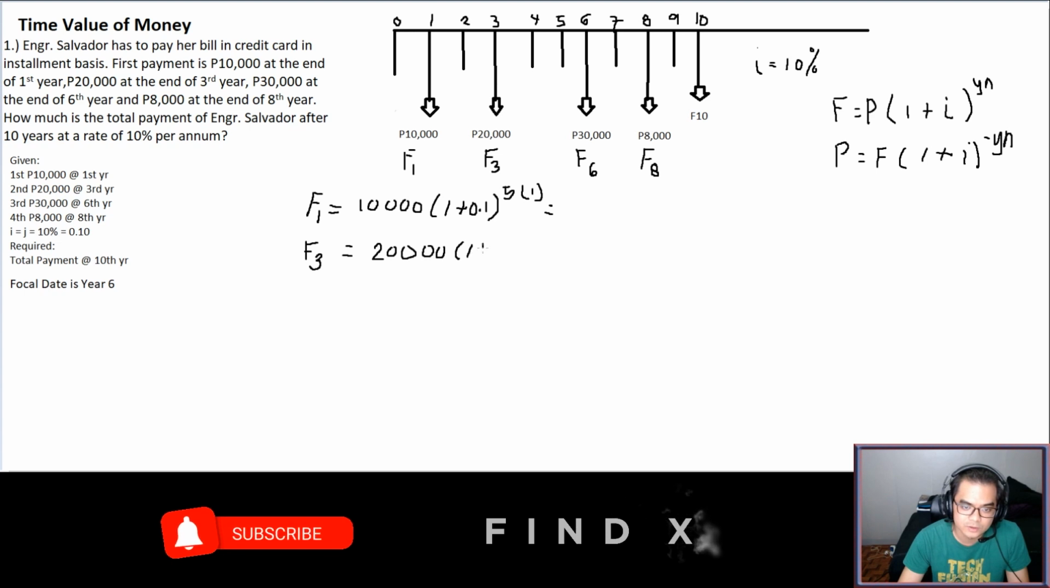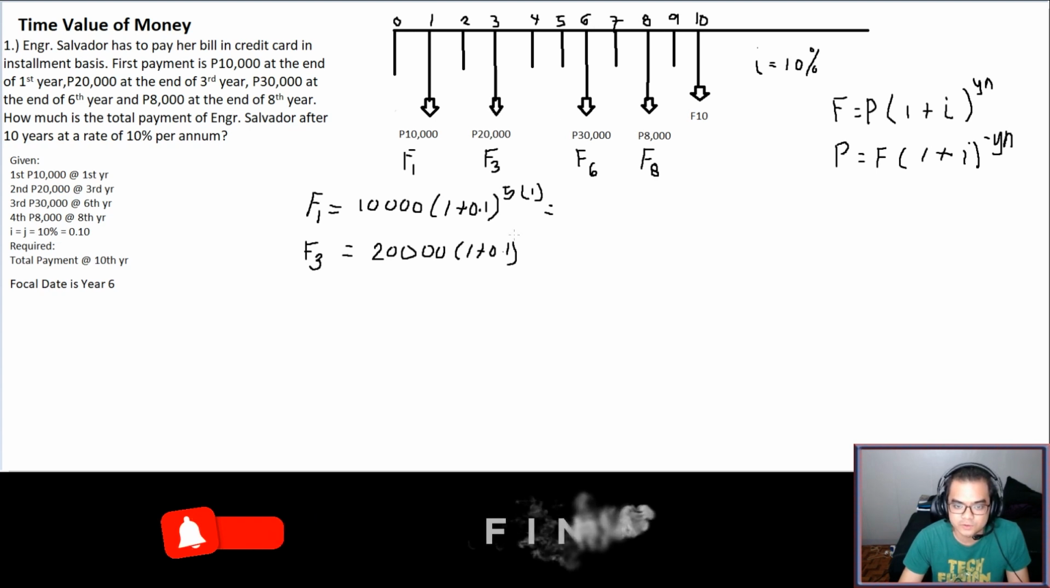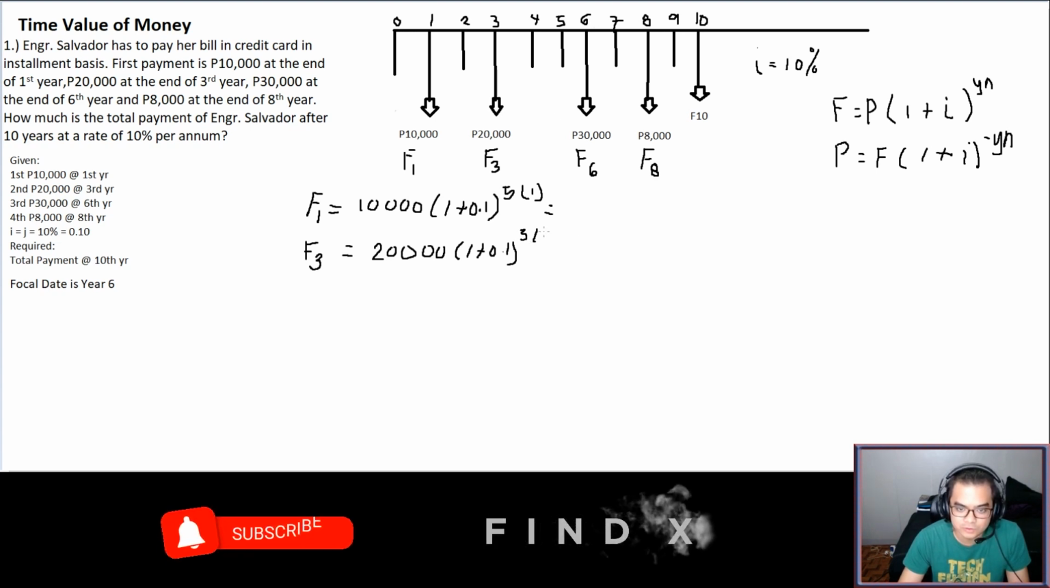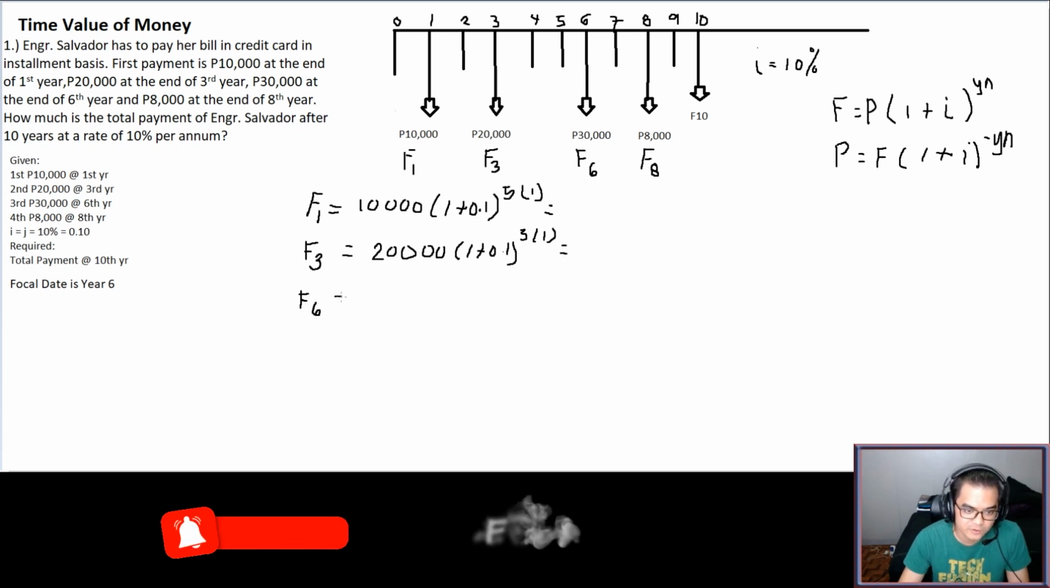20,000 times 1 plus 0.1 raised to, that's year 3 to year 6. So that is 3 years. So 3 times 1, again equal. And then next we have F6. So what will happen to F6?